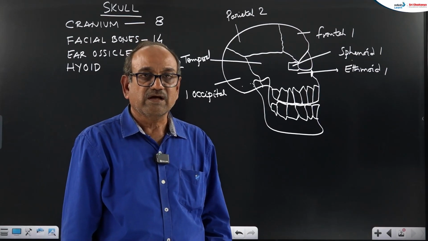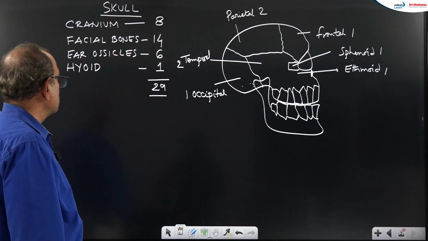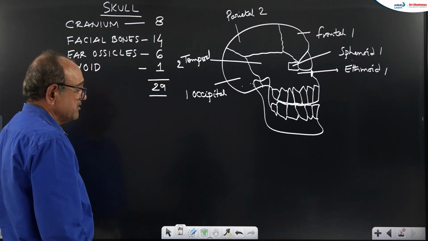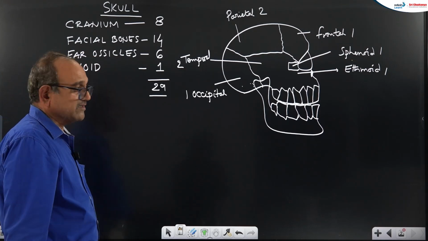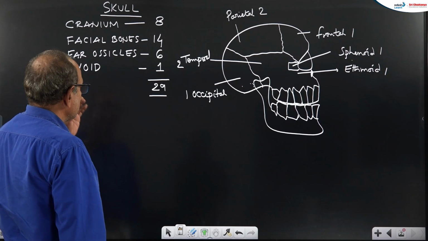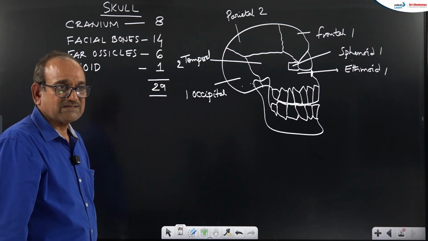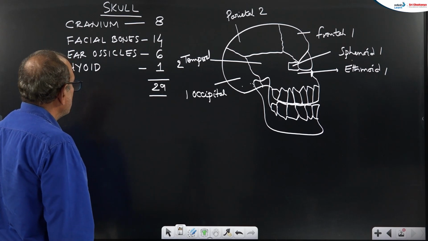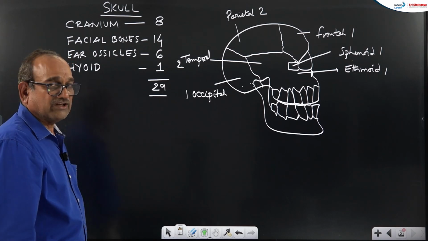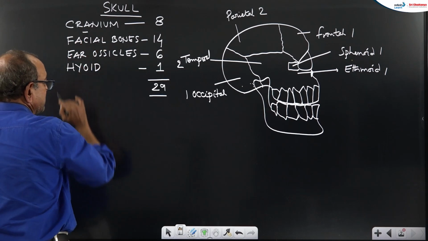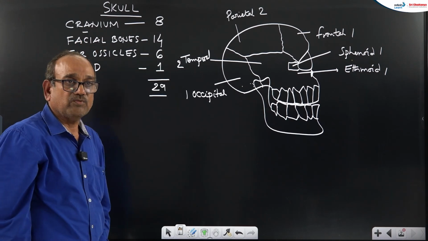Skull. Skull contains the following parts: cranium, the brain case; facial bones that form the anterior part of the skull; and ear ossicles. There are 3 in each internal ear, 3 plus 3, 6 ear ossicles, and 1 hyoid. Altogether 29 bones. Now first see the cranium. Cranium is composed of 8 bones.